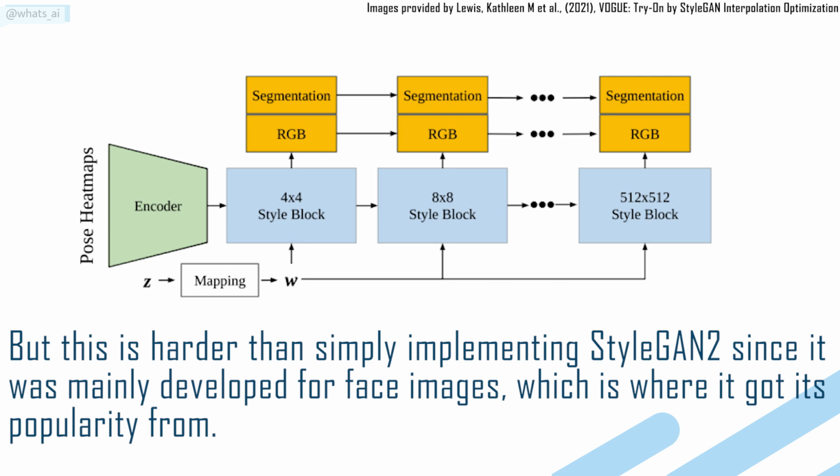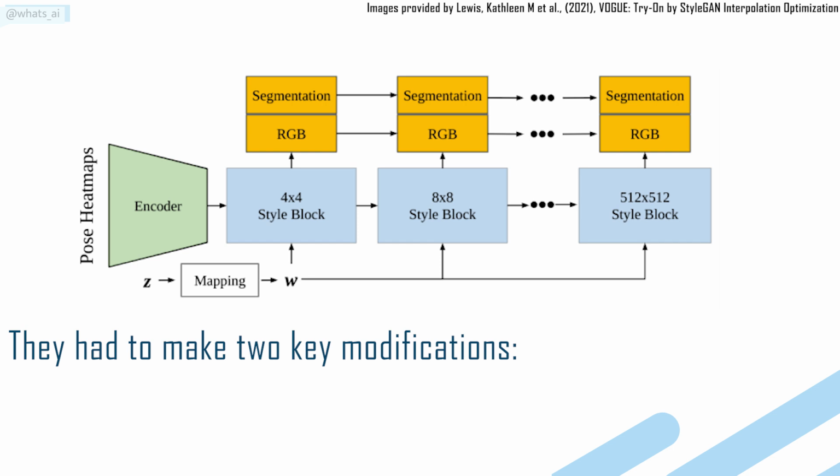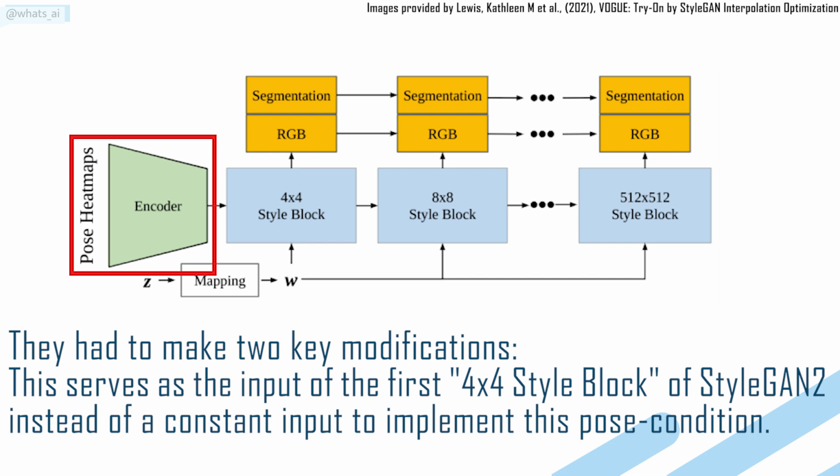So, in order to work and generate photorealistic images with different outfits, VOGUE needs to train this pose-conditioned StyleGAN2 architecture. But this is harder than simply implementing StyleGAN2 since it was mainly developed for face images, which is where it got its popularity from. They had to make two key modifications. At first, they had to modify the beginning of the generator with an encoder that takes pose key points of the image as inputs. This serves as the input of the first 4x4 style block of StyleGAN2 instead of a constant input to implement this pose condition.